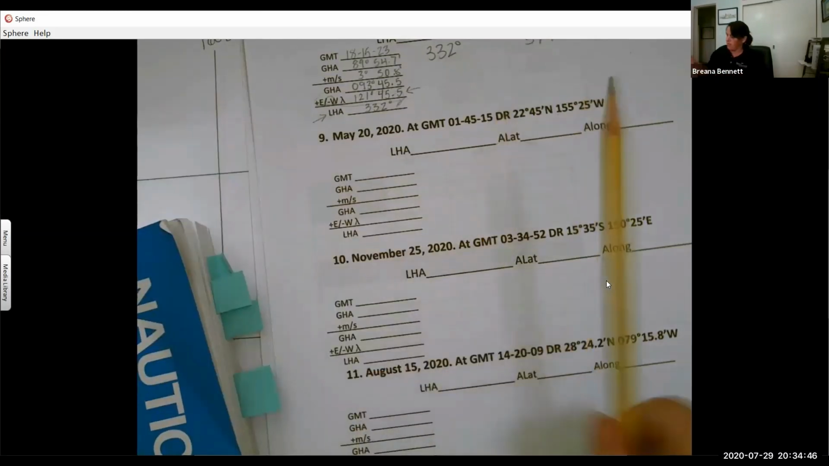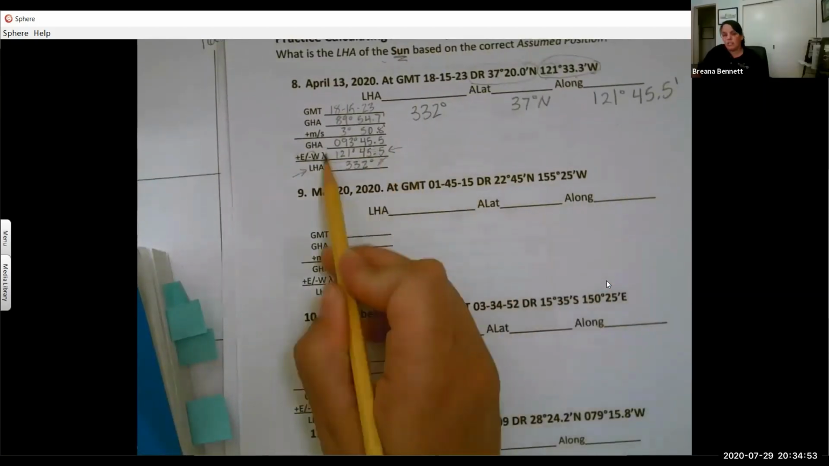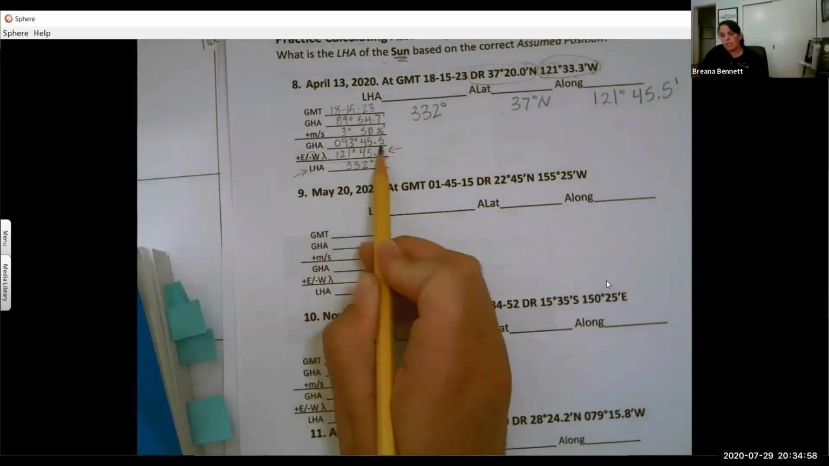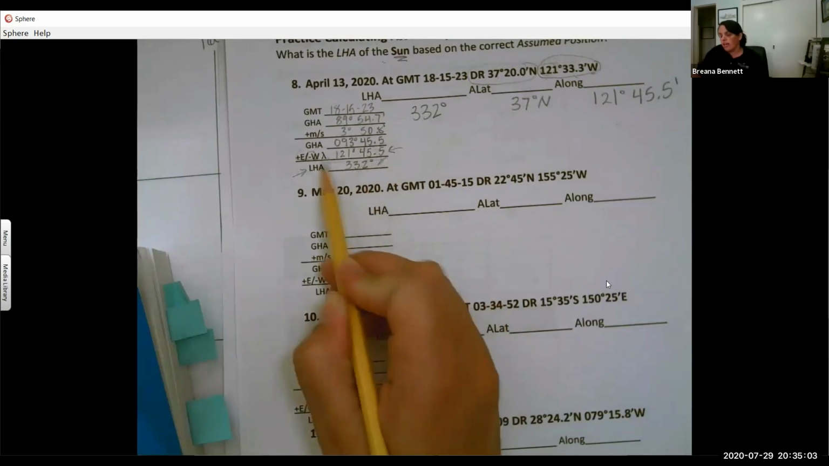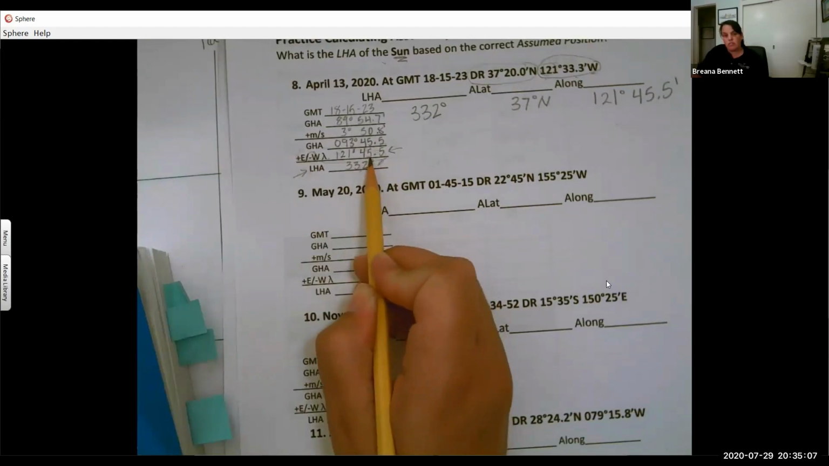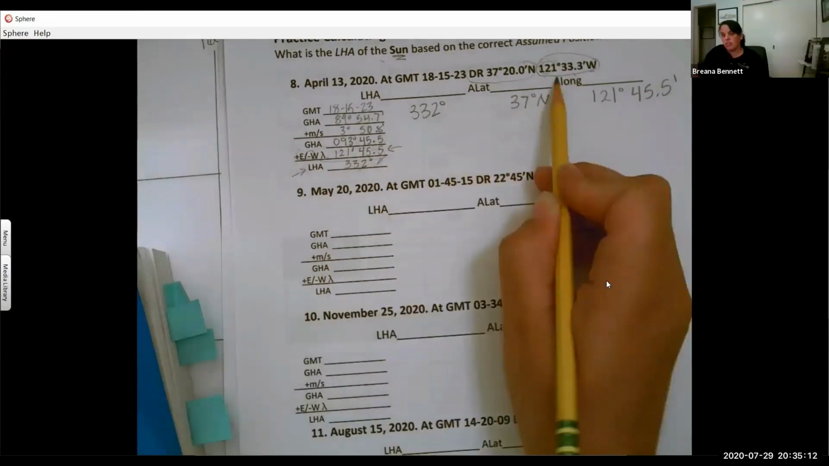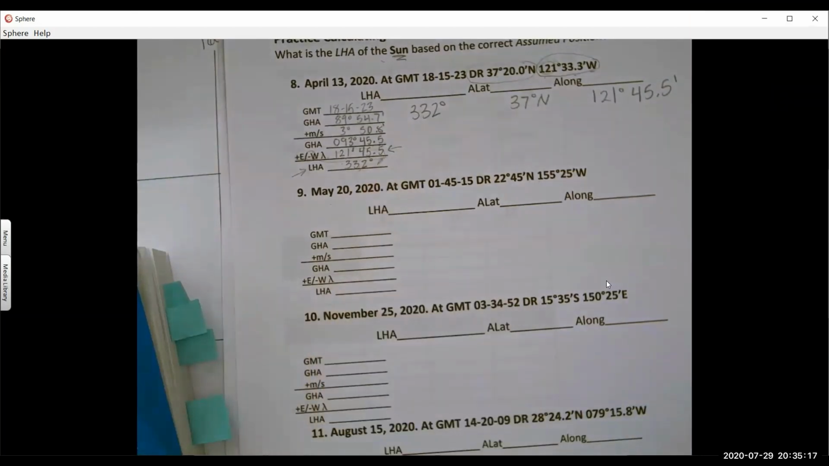Yes, Ted, we created that assumed longitude because we had a GHA, that's what we calculated. And then in order to get a whole degree, and I was minusing, it had to end in 45.5. And then whatever is closest to my DR. So I did 121, 45.5. Yeah, I just didn't catch the label on that. Got it.